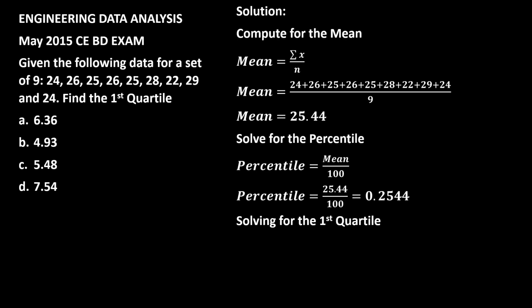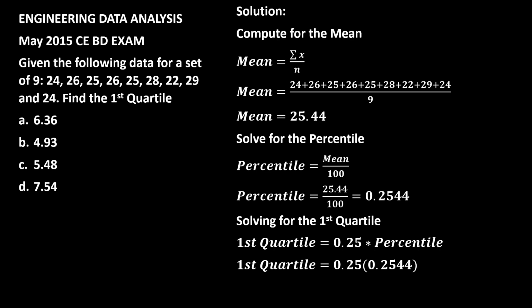And then finally, we can solve now for our first quartile. And the formula that we may use in finding the value of our first quartile will be the 25% of our percentile value, or 0.25 times percentile. Finally, solving for our first quartile is equal to 0.25 times 0.2544. And our answer to this given board problem, our first quartile value is equal to 6.36, and that would be letter A.